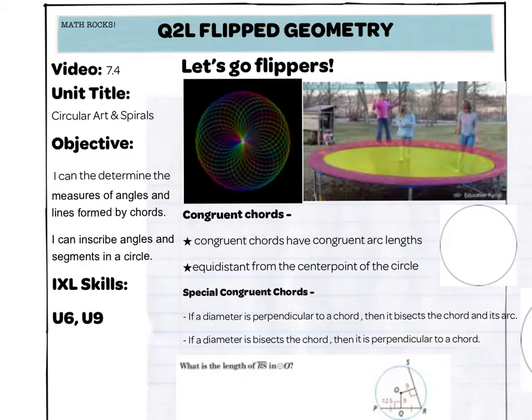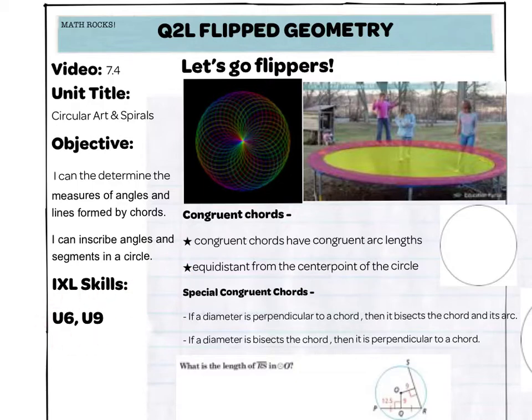Hello students, this is video 7.4 and your objective is I can determine the measures of angles and lines formed by chords, and I can inscribe angles and segments in a circle. Your Excel skills are U6 and U9.